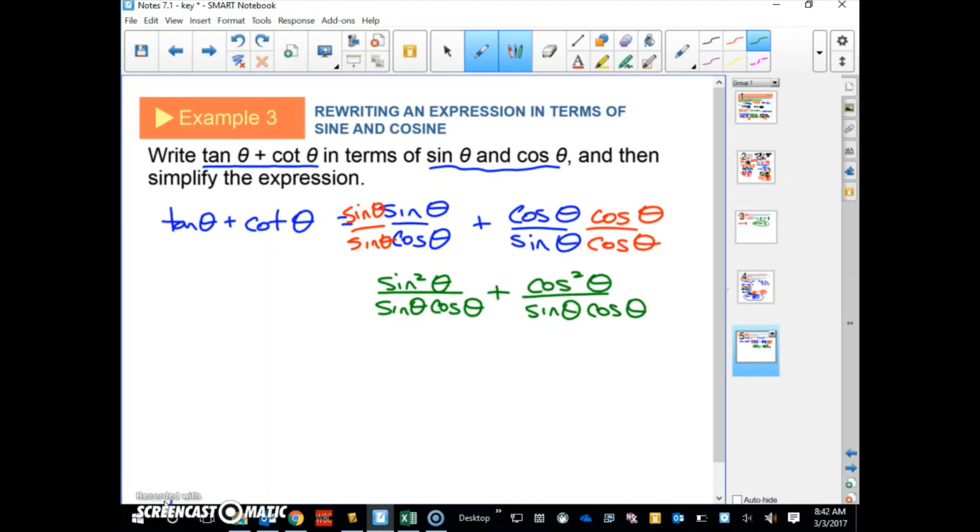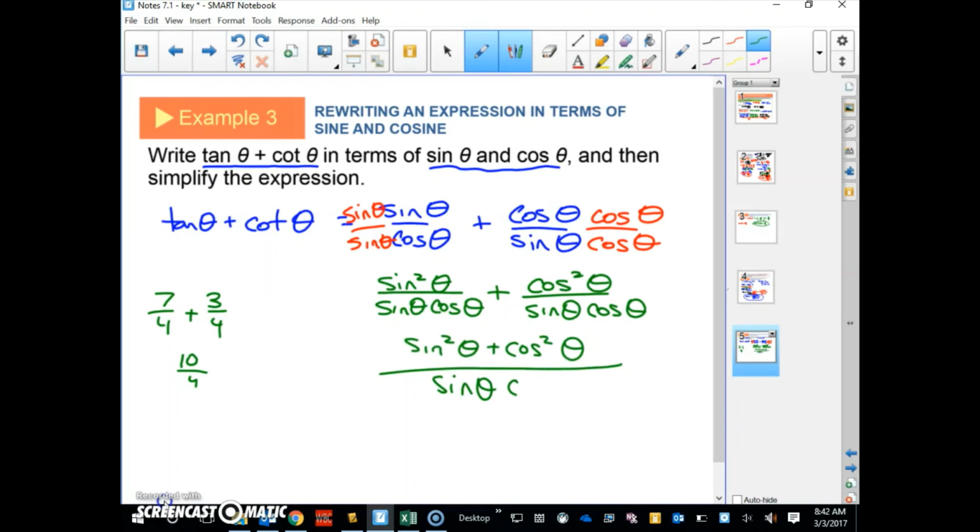And when you have a common denominator, you should be able to combine those two fractions into one. Imagine if you had 7/4 plus 3/4, you would know that you could combine that into 10/4. So we do the same thing. We just add sine squared theta plus cosine squared theta, whatever that is, all over that one denominator.